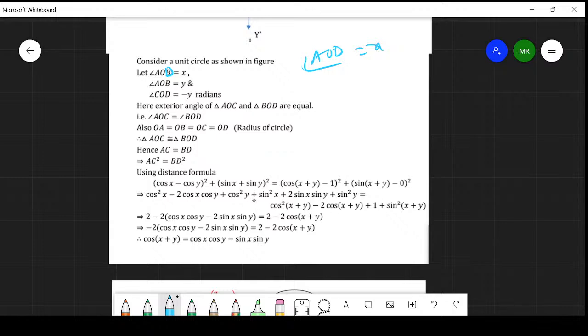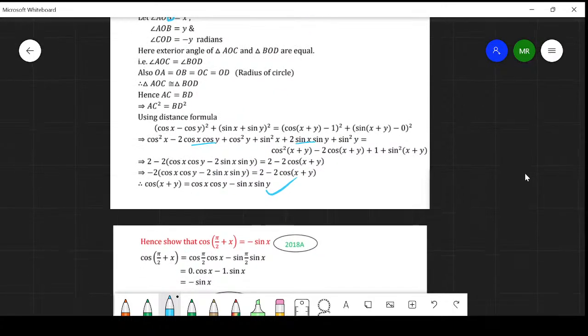Expand that, simplify and cancel the terms, because we know cos square x plus sin square x is 1. Again here, sin square y plus cos square y is 1. 1 plus 1, 2, I have written. From these terms I have taken 2 common. On the right side, cos square of (x plus y) plus sin square of (x plus y) is 1, 1 plus 1, 2. Now you take it common and simplify, we get cos of (x plus y) equal to cos x cos y minus sin x sin y.